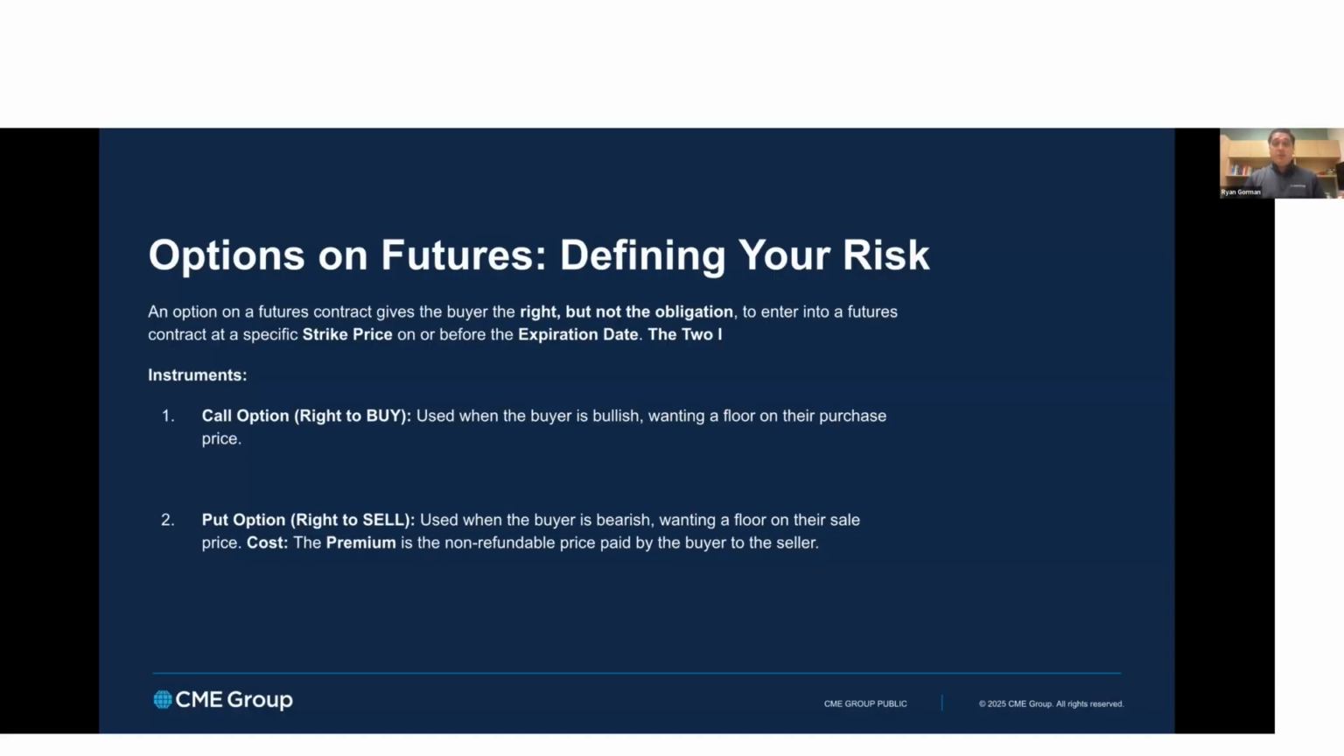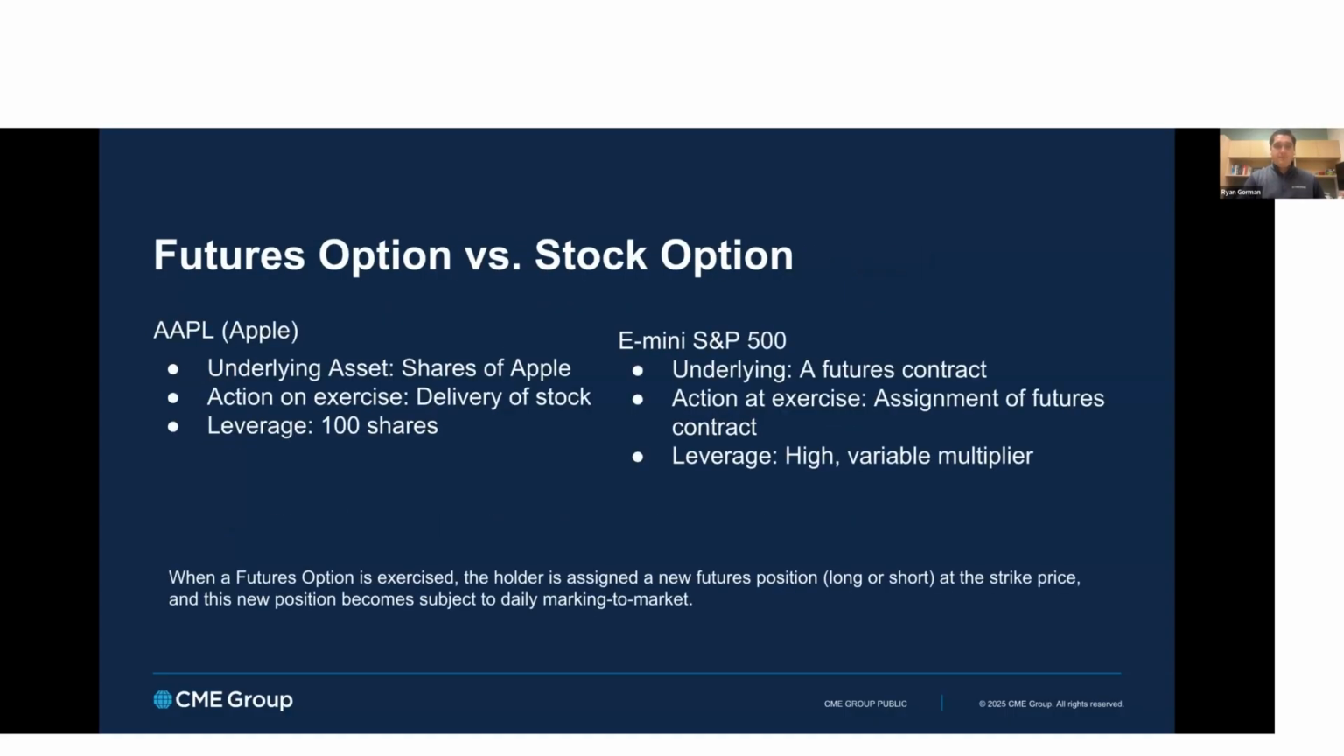So when a buyer is bullish, wanting a floor on their purchase price, you can look at a call option. A put option is the right to sell, used when a seller is bearish, wanting a floor on their sale price. And then the cost is a non-refundable price paid by the buyer to the seller, which is known as the premium. So, very basic. Call option, put option is where we begin this story.